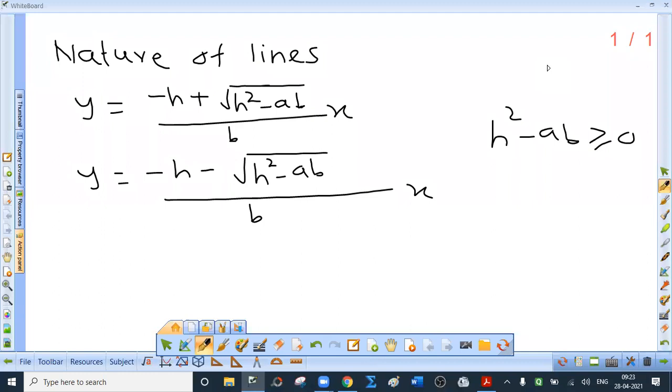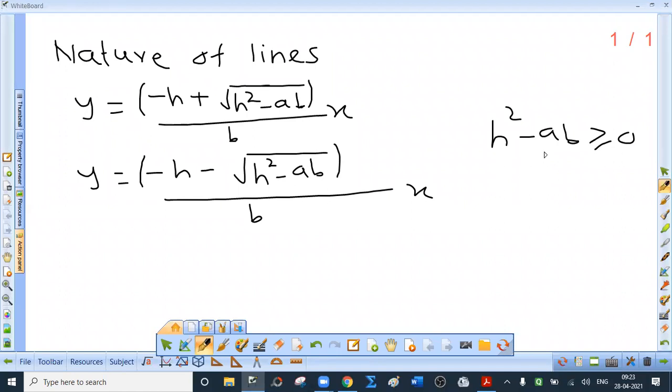Now we discuss nature of the lines. The separate equations of the lines represented by ax square plus twice hxy plus by square equal to 0 are what? We have just obtained this. Y equal to minus h plus root h square minus ab upon b into x, and second y equal to minus h. It is better if we put this in bracket to avoid confusion. Otherwise you may think that only this term is multiplied by x. No. So second is y equal to minus h minus root h square minus ab upon b into x, provided h square minus ab is greater than or equal to 0.